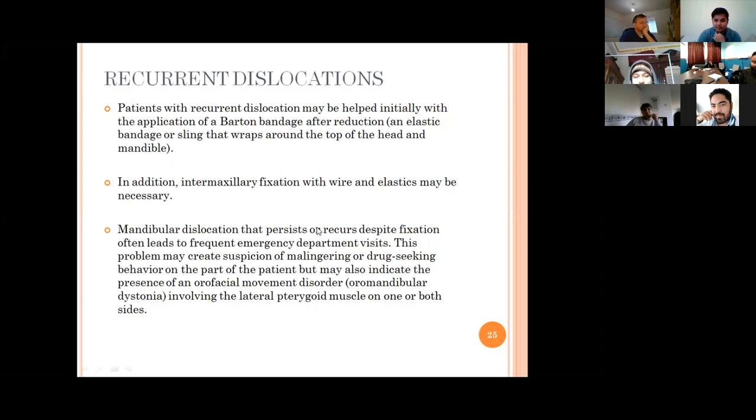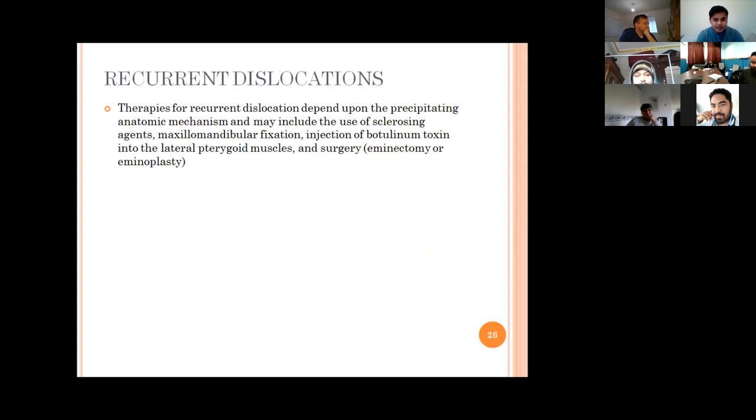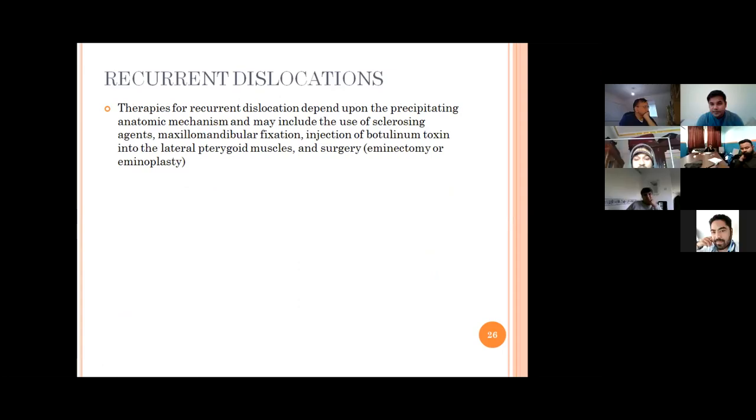Mandibular dislocation that persists or recurs despite fixation often leads to frequent emergency department visits. This problem may create suspicion of malingering or drug-seeking behavior on the part of the patient, but may also indicate the presence of an orofacial movement disorder involving the lateral pterygoid muscle on one or both sides. Other therapies for recurrent dislocations include botulinum toxin injection into the lateral pterygoid muscles and surgery like eminectomy or eminoplasty.